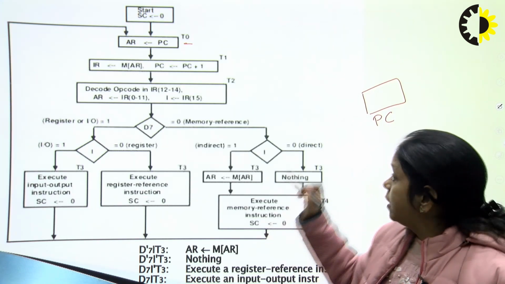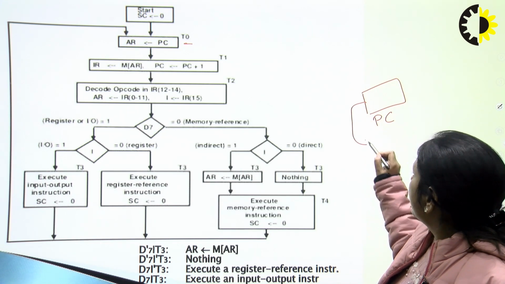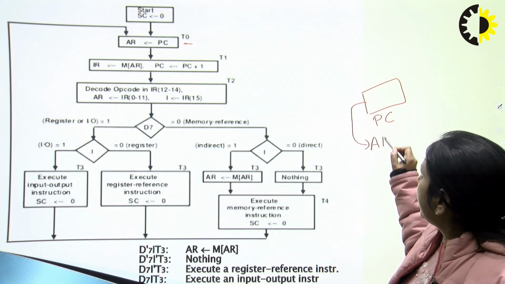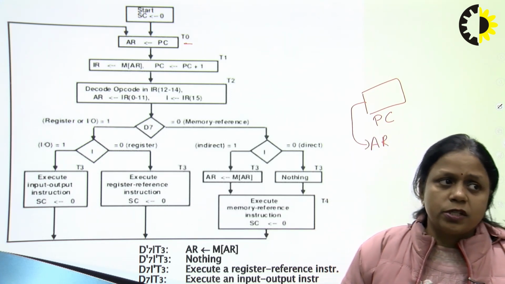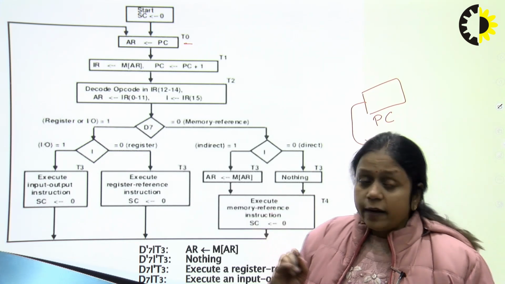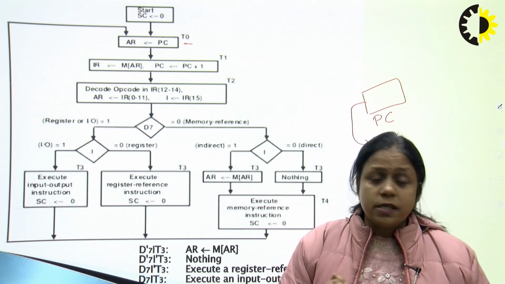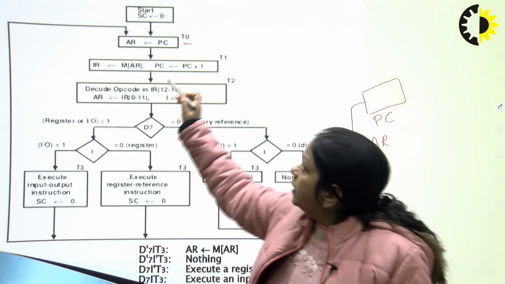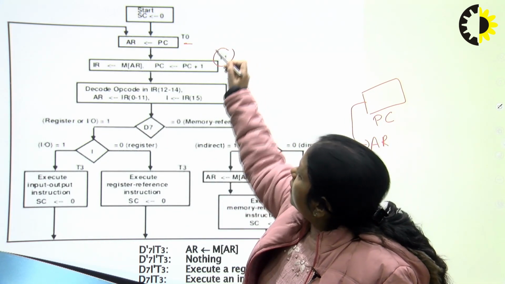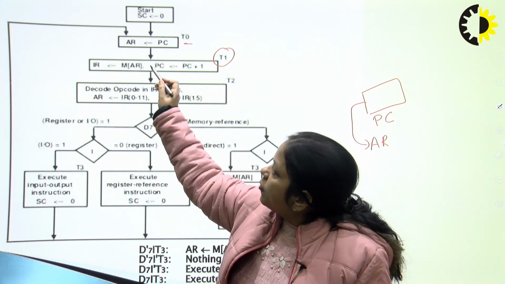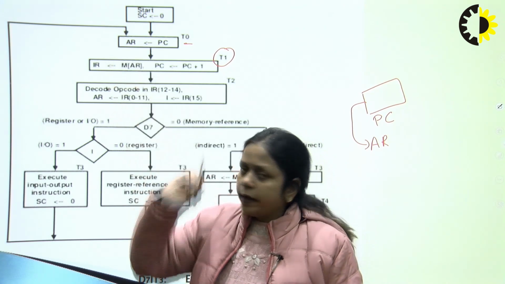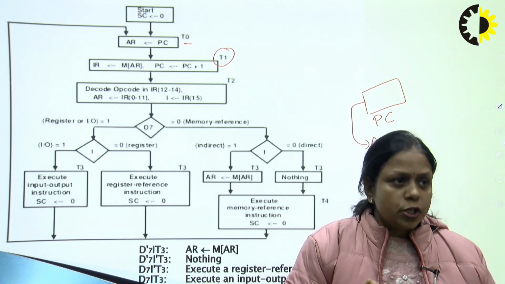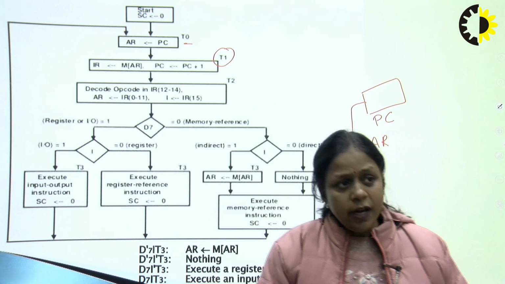So, this program counter will provide the address to the AR. AR is the address register. Then from this particular memory address, in the next timing signal, T1, the instruction will be fetched into the IR, where IR is your instruction register, which we have already told you.